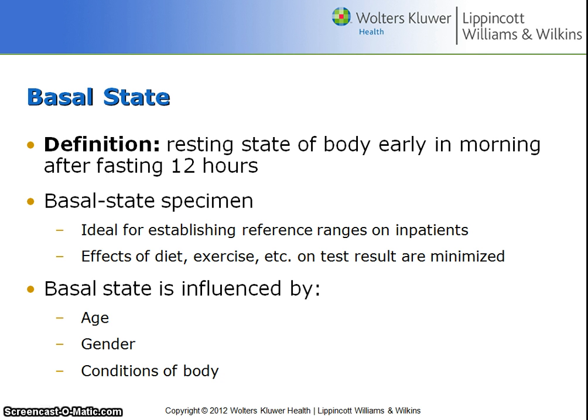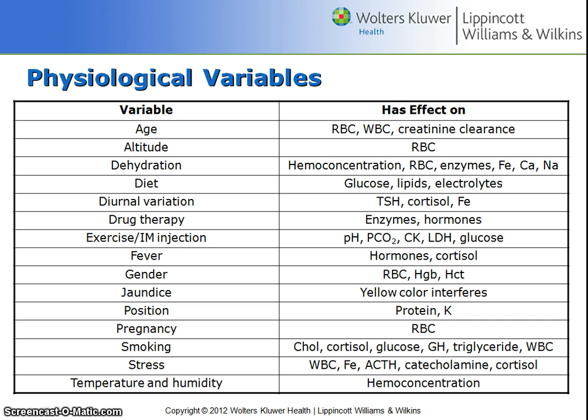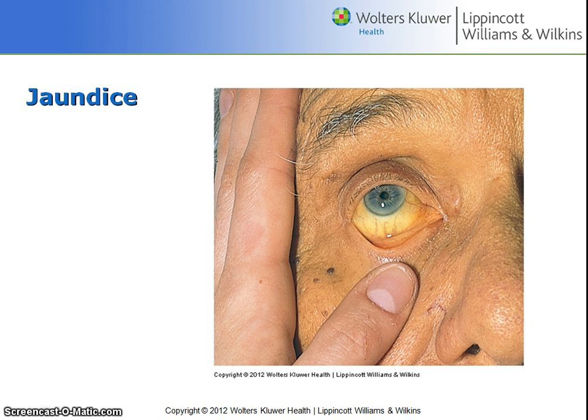It can be influenced by age, gender, and conditions of the body. Here are some physiological variables that can affect results and what effects they have on which tests. And there's a picture of jaundice.